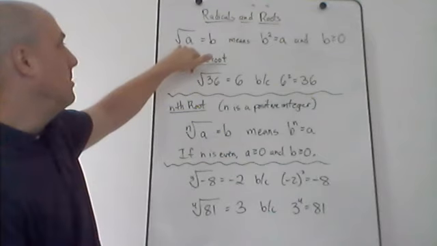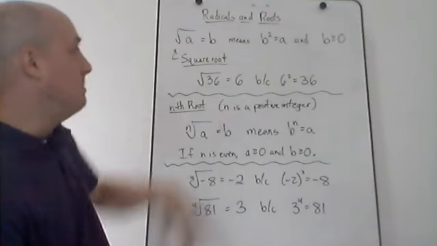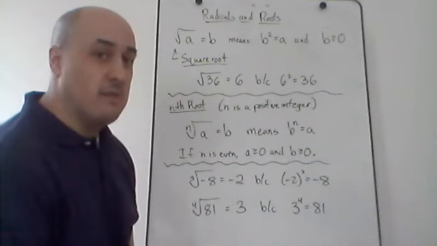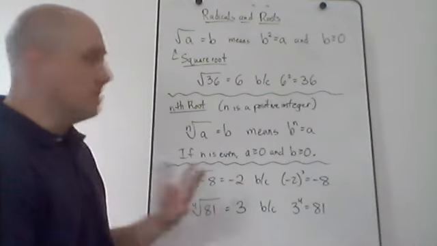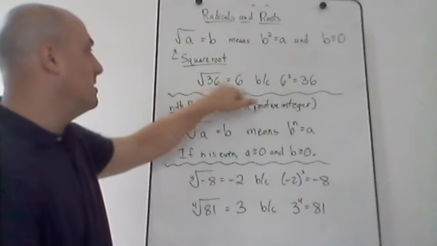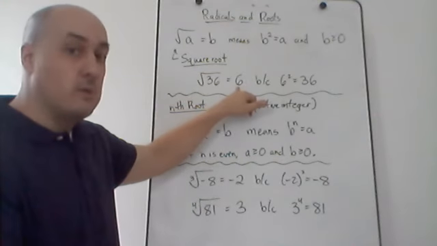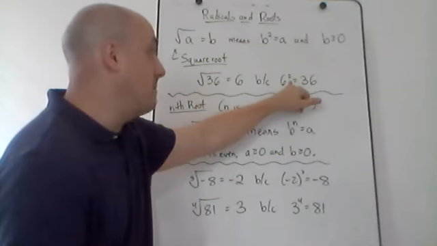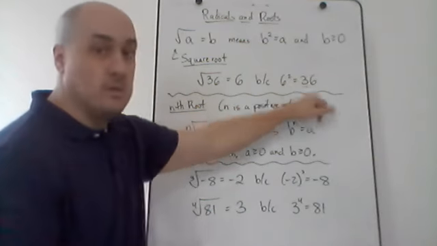So this symbol here, the square root of a equals b, means that b squared equals a, and b is greater than or equal to 0. Just to give you an example in numbers so that it makes sense, when I say that the square root of 36 equals 6, well, the square root of 36 equals 6 because 6 to the second power, 6 squared, equals 36.